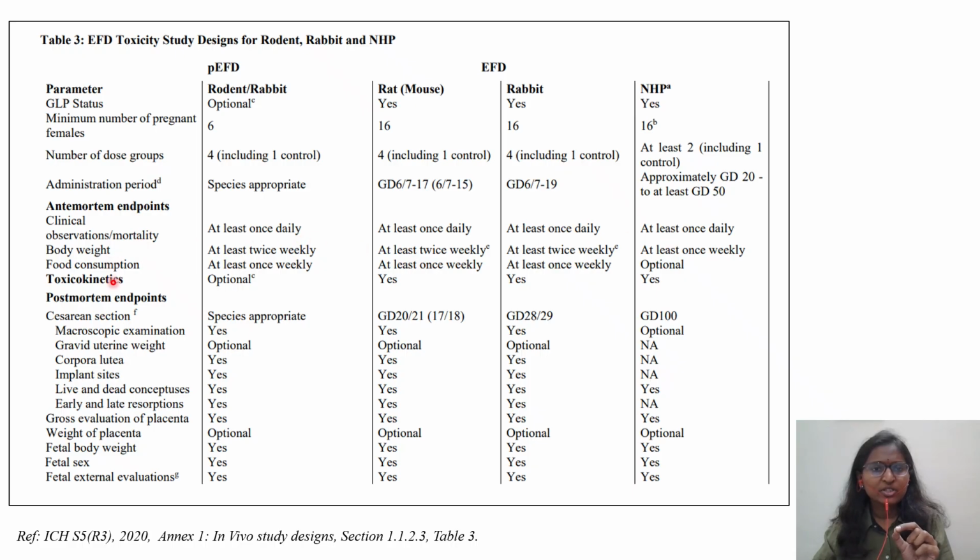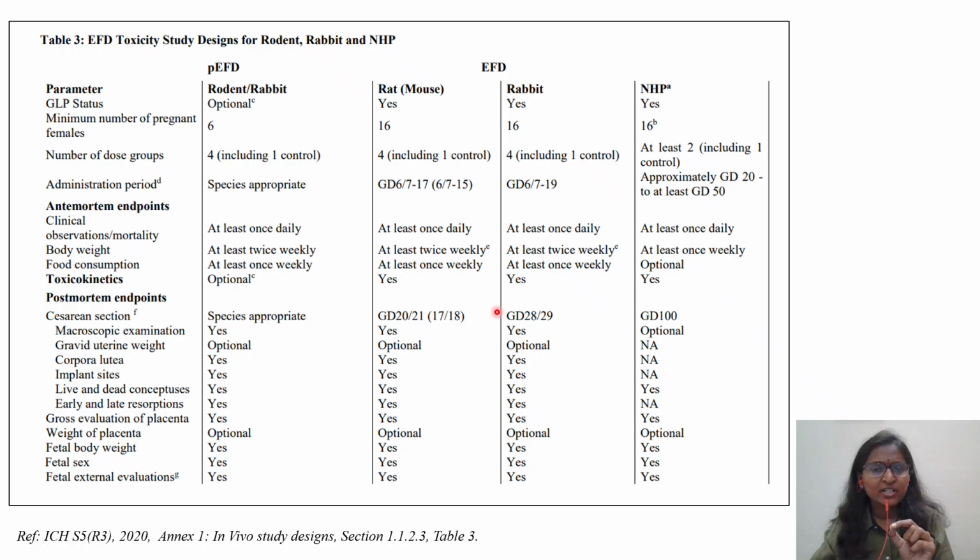Body weight and food consumption are measured at least twice, with at least once weekly, and TK. TK is optional in the case of preliminary studies and non-GLP studies, but it is important in the case of the main study. And coming to postmortem endpoints, we have cesarean section, which will be done on gestation day 20 in the case of rats, or 21, or in the case of mice, it is gestation day 17 or 18.